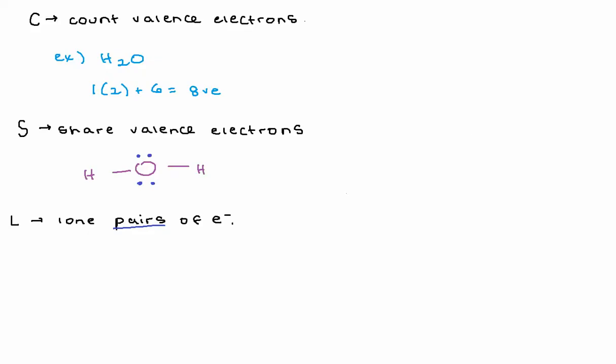Now my very last step is I need to count valence electrons again. I want to only use 8 valence electrons, so let's make sure I'm only doing that. I've got 2 here, so 2, 4, 6, 8, and I'm good to go.